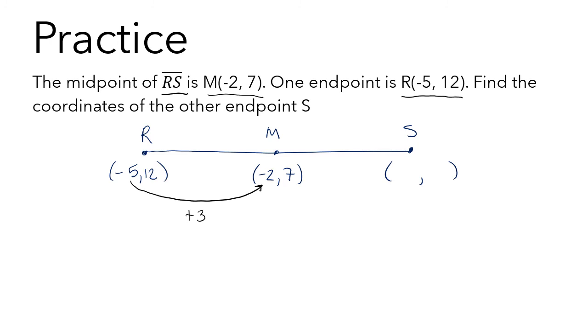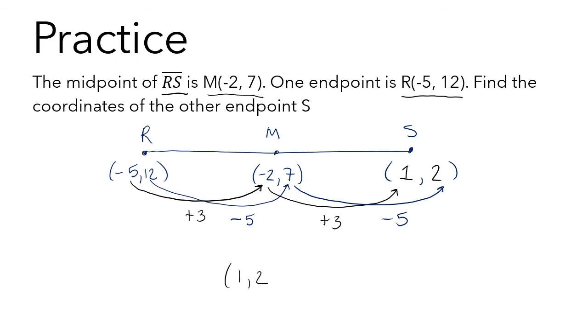So because this is a midpoint, it's going to be the same distance from R to M as M to S. I'm going to do the same thing to get the next one. I'm going to add 3. So negative 2 plus 3 gives me positive 1. And again, I do it now with the y's. Let me do it in a different color. So from 12 to 7, I actually subtract 5. So then from 7 to the next one, I'm going to have to do the same thing. Subtract 5. 7 minus 5 gives me 2. So my answer is going to be (1, 2).